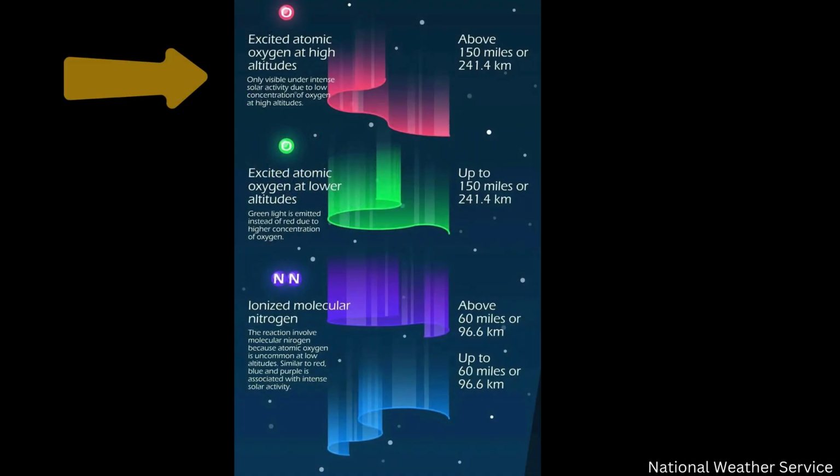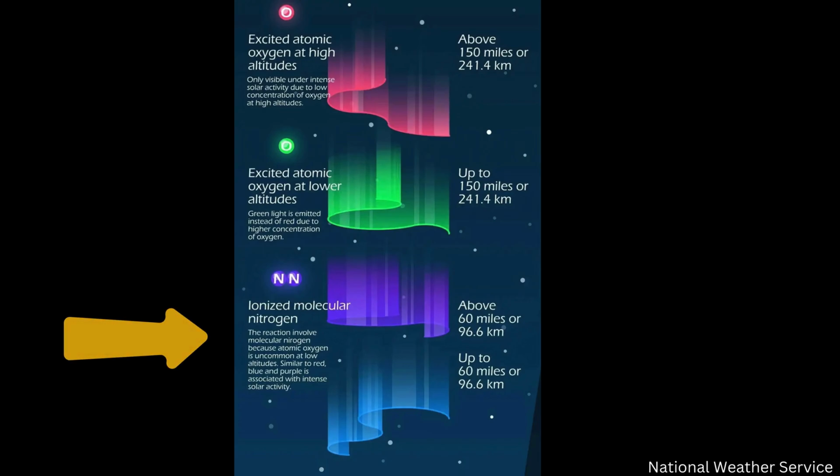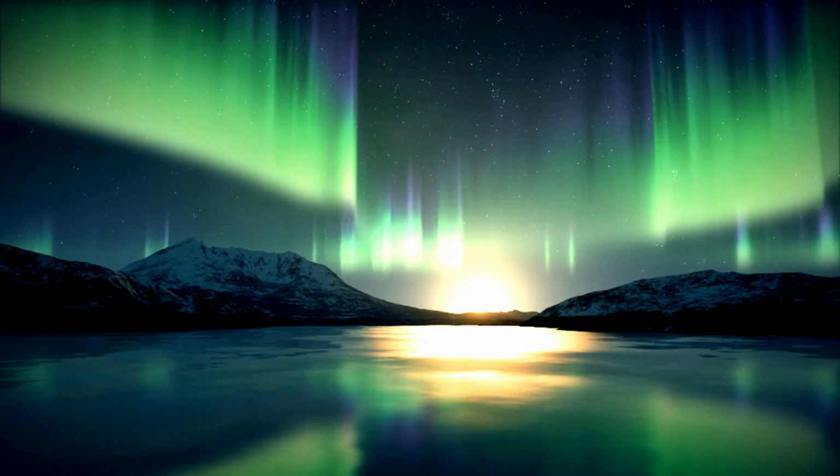At higher altitudes, excited atomic oxygen emits red light, though they're less visible due to low concentrations and eye sensitivity. At lower altitudes, green light from oxygen becomes predominant, while nitrogen contributes blue and purple hues. Yellow and pink colors emerge from mixing red and green or blue emissions, enriching the overall spectacle of the auroras.